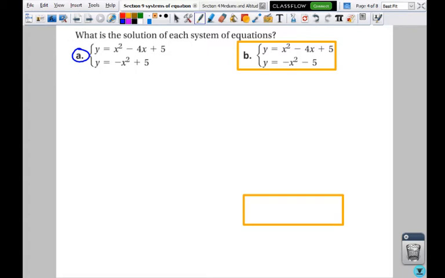Well, it could be no solution. I don't know. Let's look at Desmos. Negative 1.41. That's not what I got. 2 solutions? Wait, do we have to do that? No, we don't. That's fine. X squared minus 4x plus 5.